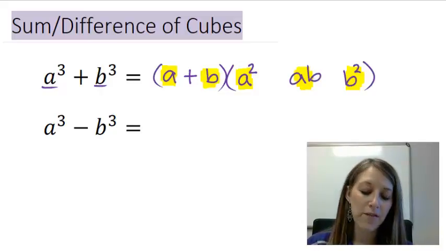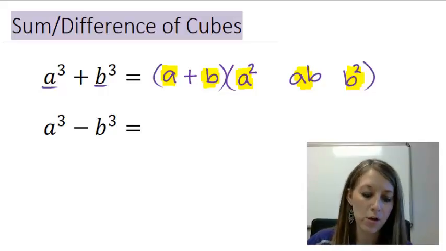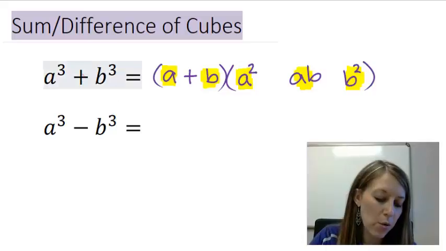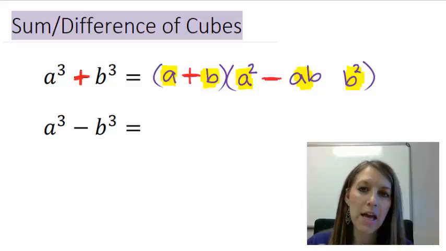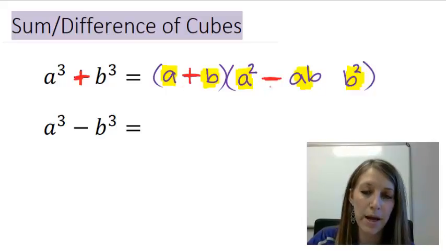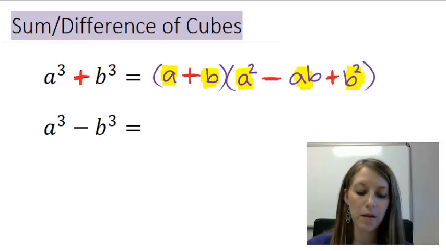Now the last thing we need to figure out is our signs. And there's a pattern that goes with it. If your original example is addition, then your first set of parentheses should be addition. And your following sign should be an opposite sign. So if it's addition here, it should be minus there. Now back here, it doesn't matter. This sign back here will always be addition.